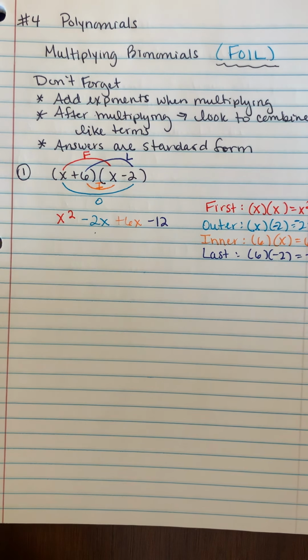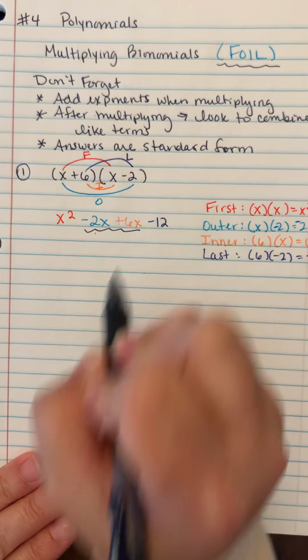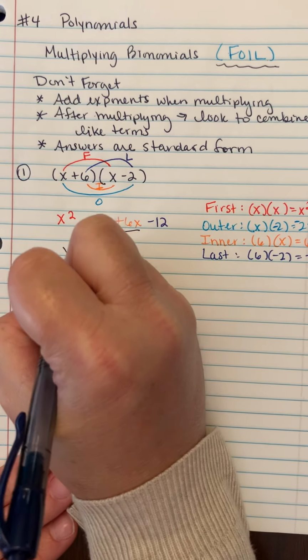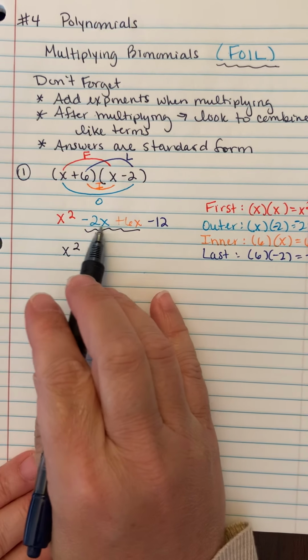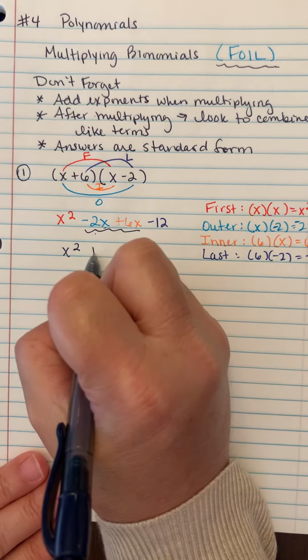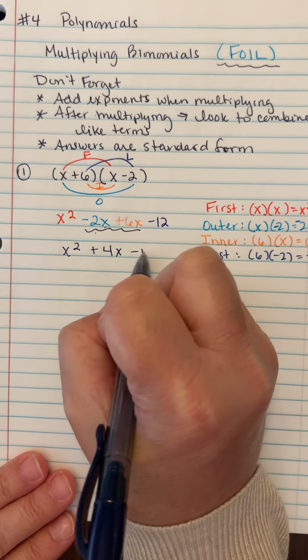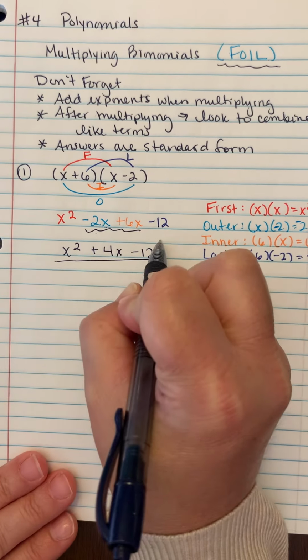So now you need to combine like terms. And when you're multiplying in this order, you're always going to combine those middle terms right there. So your answer will be x squared, negative 2x plus 6x is 4x, minus 12. And that will be your answer.